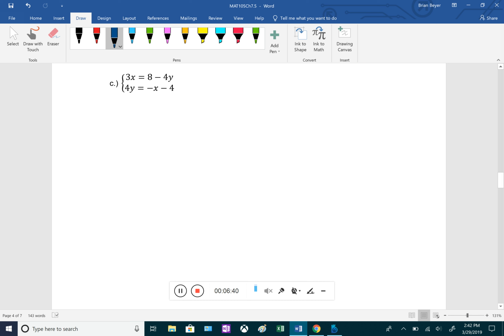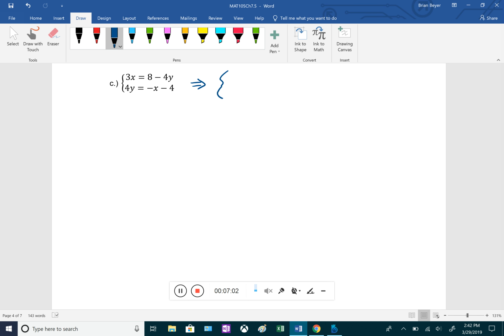Okay, a couple more here. So the next one, 3x equals 8 minus 4y, and 4y equals negative x minus 4. So the first thing to recognize here is that this is not in the correct form yet. We have to get this so the x and y are on the left and the constants on the right. So I'm going to rewrite this. I'm going to rewrite that squiggly bracket.